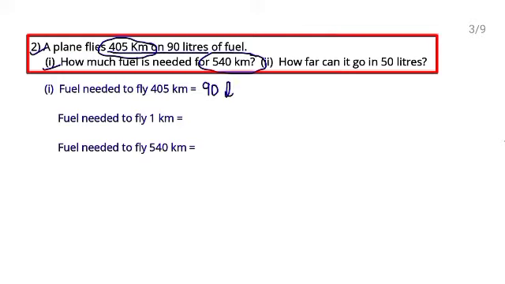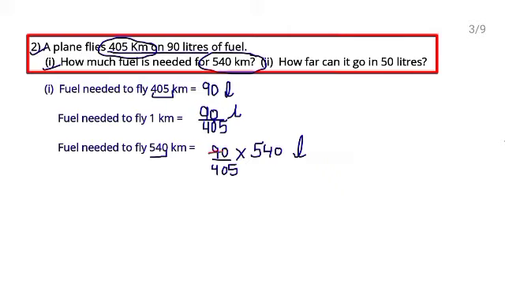क्लियर? नाउ फ्यूल नीडेड टू फ्लाई 1 किलोमीटर. 1 किलोमीटर के लिए क्या करेंगे? डिवाइड दिस 90 बाय दिस टर्म 405. ओके, सो दिस फ्यूल इज रिक्वायर्ड टू फ्लाई 1 किलोमीटर. They are asking for 540 किलोमीटर. सो सिंपली मल्टीप्लाई द फ्यूल रिक्वायर्ड फॉर 1 किलोमीटर. It means 90 upon 405 by the distance they want to cover. This is 540, right? So this fuel is required to cover 540 kilometers.